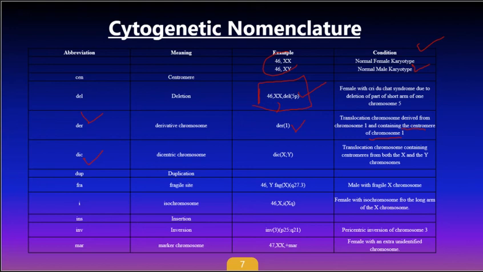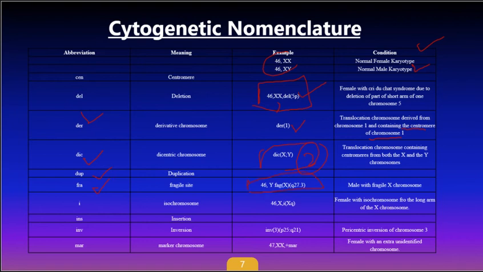Dicentric chromosome. We already know that dicentric chromosomes are chromosomes which have two centromeres. So dic(X;Y) means that the translocation chromosome contains centromeres from both the X and Y chromosomes. Now dup means duplication, that is extra genetic material. And fra means fragile site. A fragile site is a site at which the chromosome has a gap, constriction, or leads to breakage.